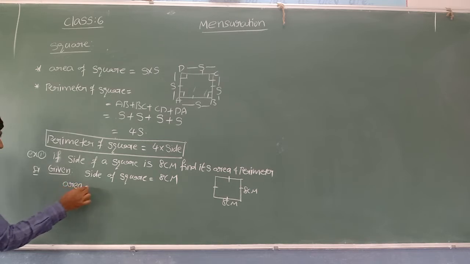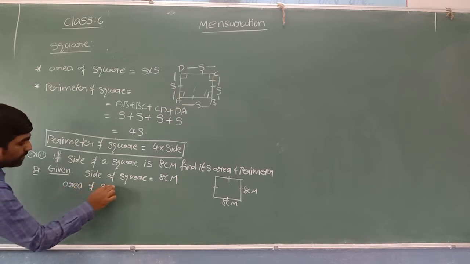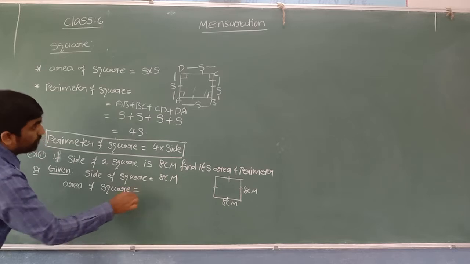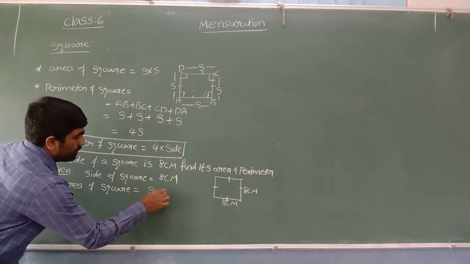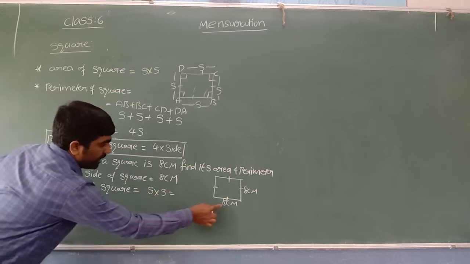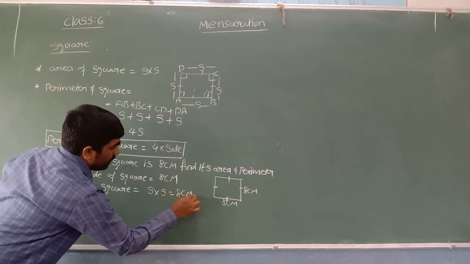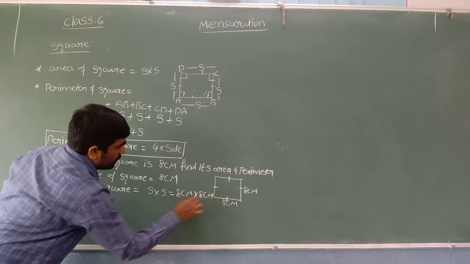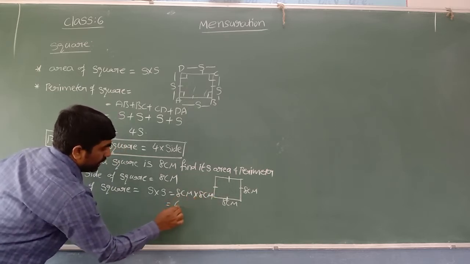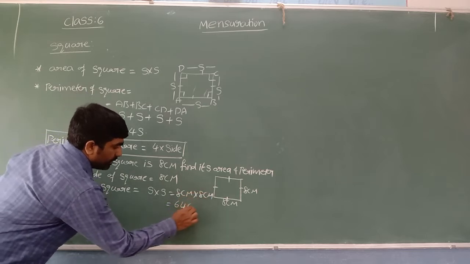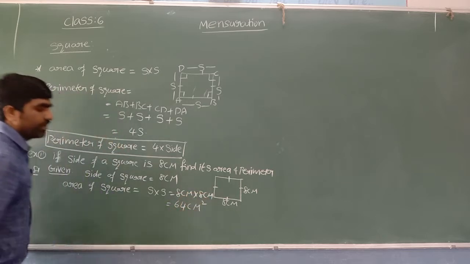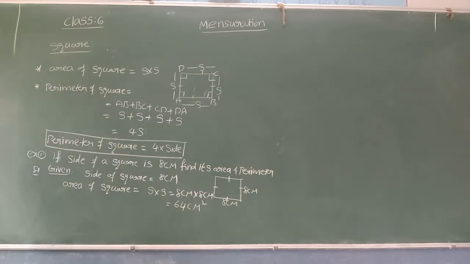So first we have to find the area of the square. Area of a square is equal to side into side. What is the length of the side? 8 centimeter into 8 centimeter. See here, 8 into 8, 8 8s are 64. Centimeter into centimeter, centimeter square, or we can read it as square centimeter. So like that you can find the area of a square.